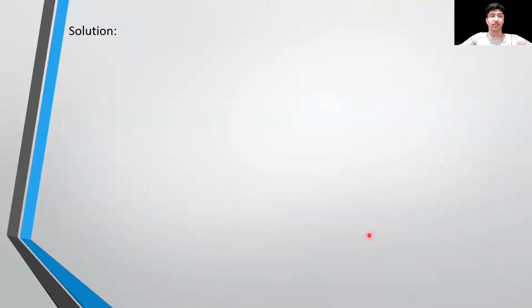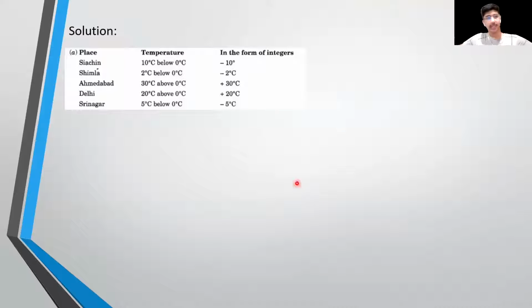Okay. So the answer for the first part, A: Siachen, 10 degrees below 0 degrees. So anything that's below 0 degrees will be negative. So the answer would be negative 10 degrees Celsius. Shimla, 2 degrees below 0 degrees, that is again minus 2 degrees Celsius. Ahmedabad, 30 degrees above 0 degrees Celsius. So anything that's above 0 degrees Celsius will be plus. So plus 30 degrees Celsius.